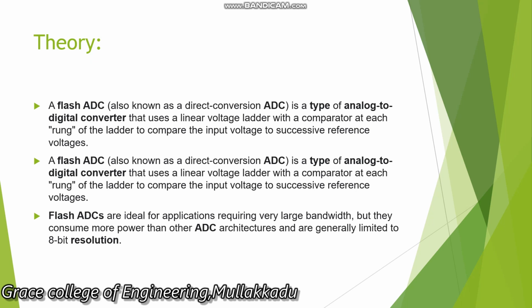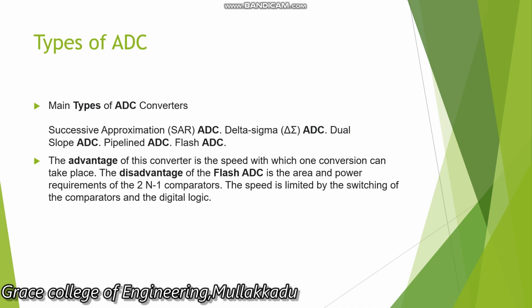We can use various types of ADC that are available, but flash ADC suits applications requiring very large bandwidth. There are many types of ADC converters normally available: successive approximation ADC, delta sigma ADC, dual slope ADC, pipeline ADC and flash ADC. The advantage of this converter is the speed with which one conversion can take place.